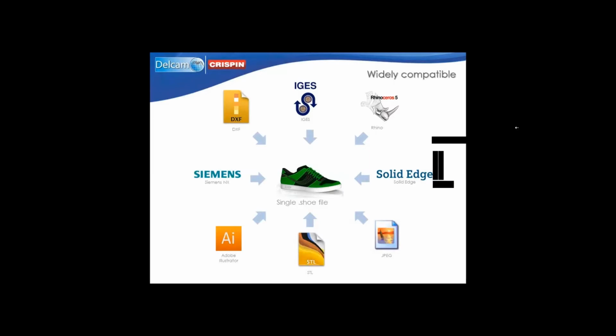Unlike other CAD software which produces files made up of millions of small facets, Delcam CRISPIN Engineer creates full solid models using the industry standard Parasolid kernel. This makes it easy to transfer 3D models into and out of most competitive mainstream CAD systems such as SolidWorks, Solid Edge, Siemens NX, as well as others too.